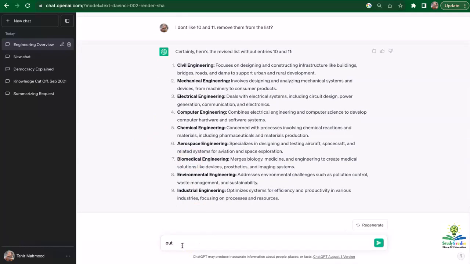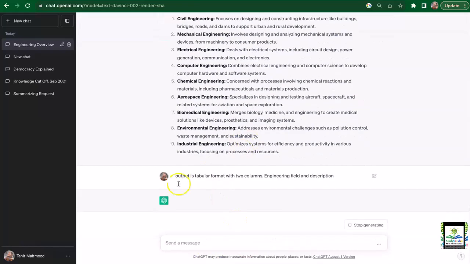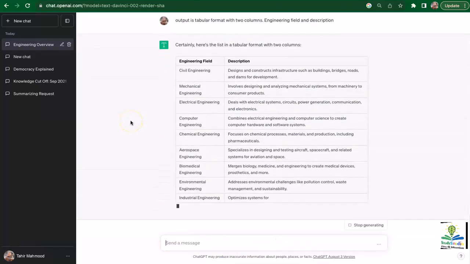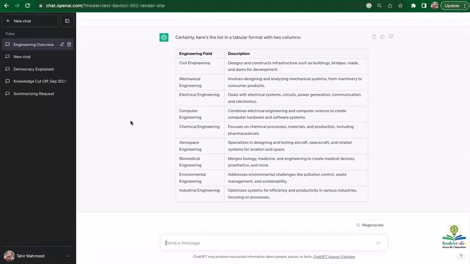Output in tabular format with two columns. Engineering field and description. And now it converted it into a tabular format for us.